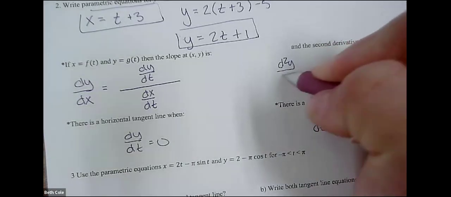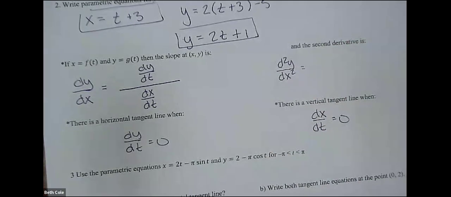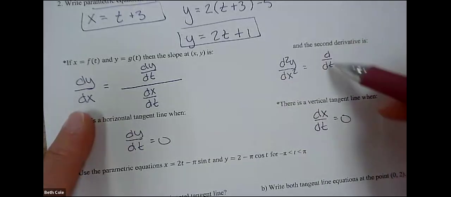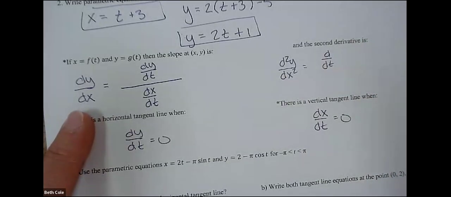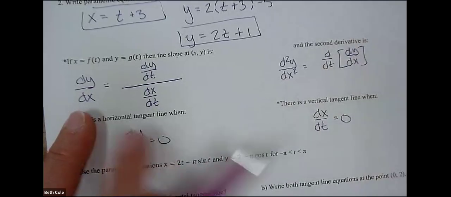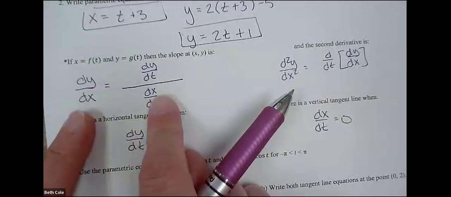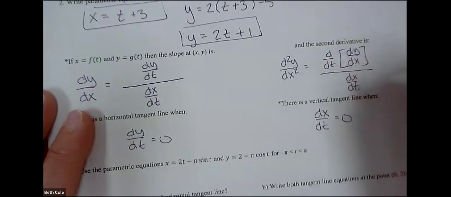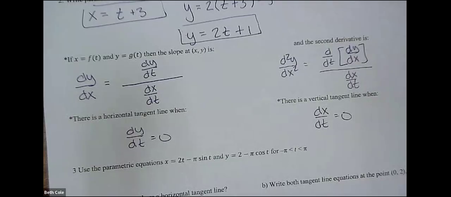We're going to put our 2's in here for our second derivative. You start out by doing the derivative of what you had. So we're going to do the derivative, and d dt is instructions that mean take a derivative of dy dx. So you're going to do the derivative of this over dx dt. You have to divide by dx dt again.